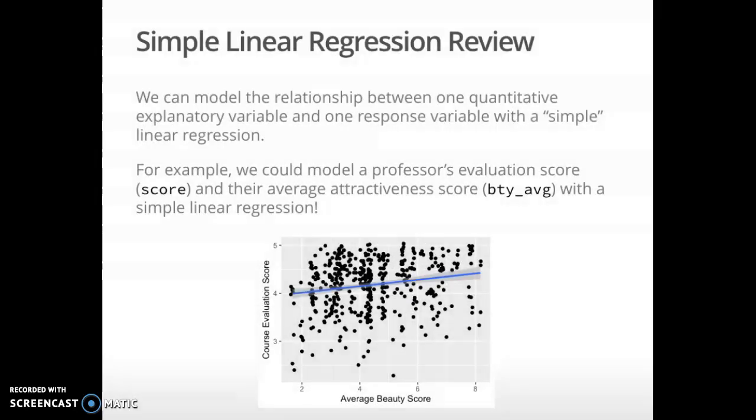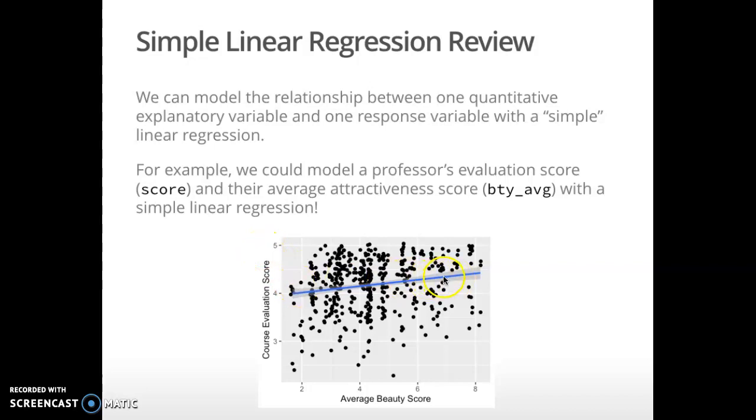So the Modern Dive book explains this in the context of the evaluation data from the University of Texas at Austin. These are data that were collected on different professors at the University of Texas at Austin, and they specifically explore the relationship between age and course evaluation score, and here we're explaining the relationship between average beauty score and course evaluation score. If you're interested in modeling this relationship, we could use average beauty score as our quantitative explanatory variable, and course evaluation score as our quantitative response.